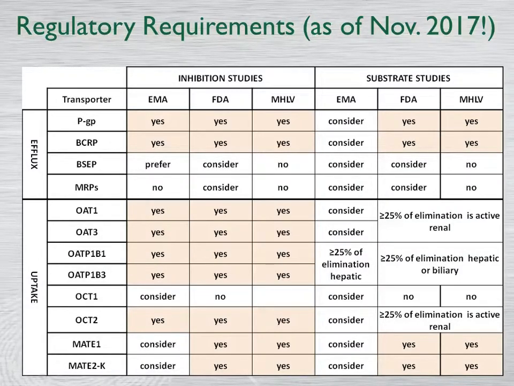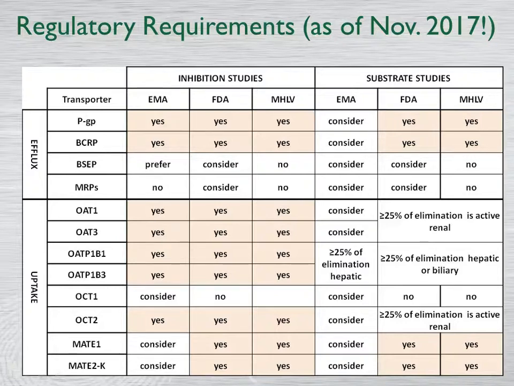Already included in the guidances from the European Medicines Agency, FDA, and the Japanese guidance are PGP and BCRP, as essential to be assessed for inhibition studies. Also, for substrate studies, by the FDA and the Japanese guidance, while the EMA until now just considers them. I think consider means for me it should be tested. It's not a question. It's not a no. It's like a yes.